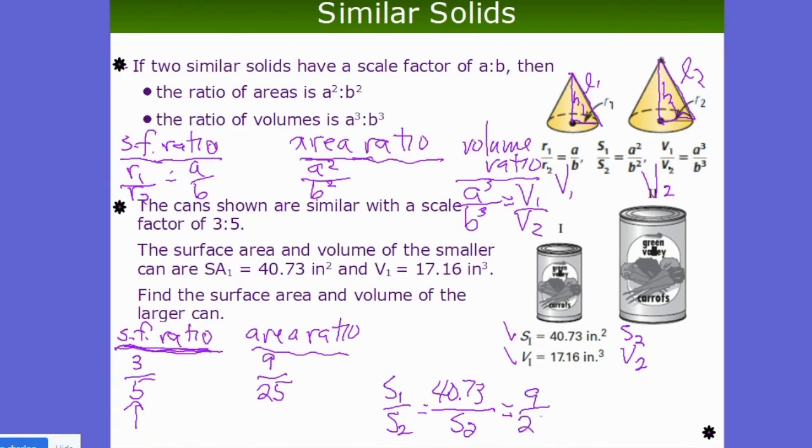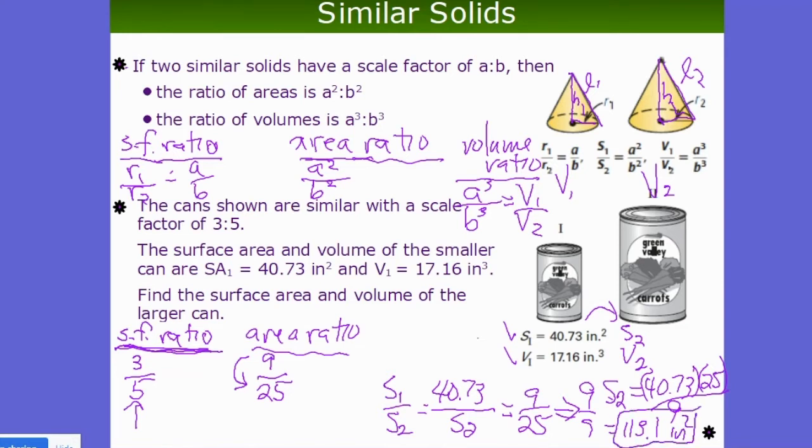It's this. Be careful, like any proportion, that you're going in a consistent order. So I'm going small to big here, small can to big can. So I'm also going small can to big can with this. That 9 times whatever that second surface area is equals 40.73 times 25. And then divide both sides by 9 to get my surface area. Put that in your calculator. You get approximately 113.1 square inches. That would be the second surface area.